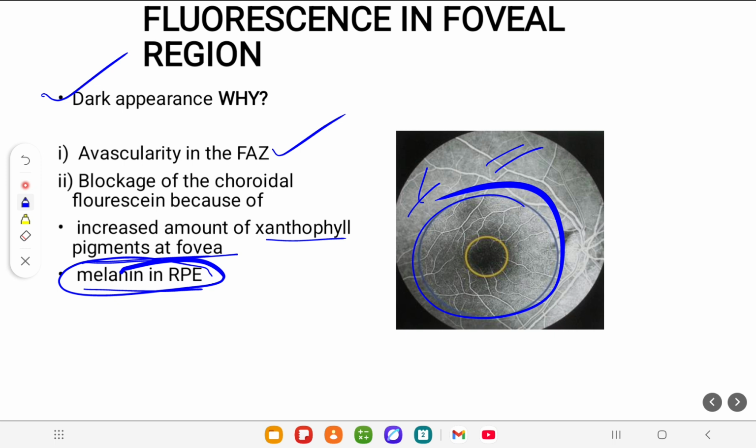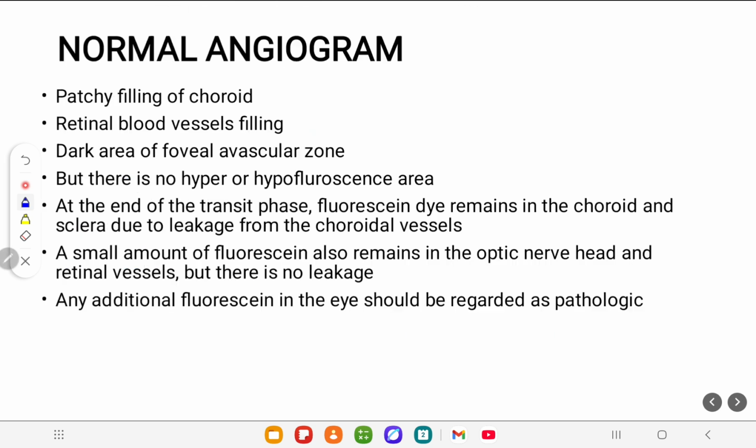So basically the retina, if the outer blood retinal barrier and inner blood retinal barrier are perfectly okay, then there is no chance of fluorescence being leaked. But in the choriocapillaris there is constant leakage because the choriocapillaris are very fenestrated. So that's why this choriocapillaris fluorescence is hindered, basically blocked by the xanthophyll-pigmented fovea and the melanin-pigmented foveal RPE. Okay, that's the point why the fovea is dark in FFA.